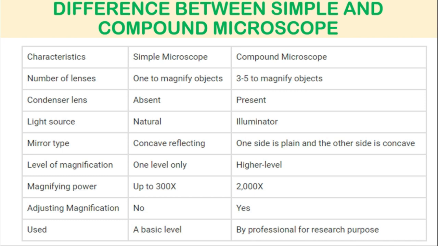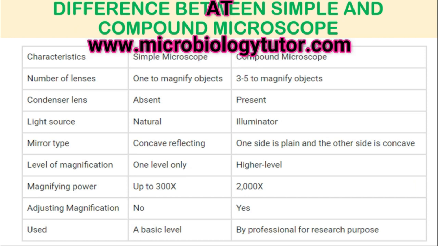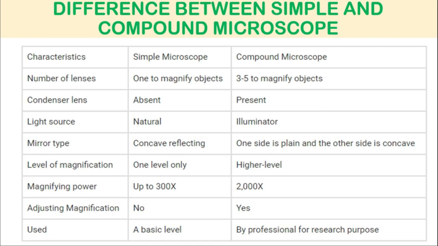Difference between simple and compound microscope. In this table you can see the characteristics of each. Number of lenses: a simple microscope has 1 to magnify objects, but a compound microscope has 3 to 5. Condenser lenses: absent and present. Light source: natural in a simple microscope, and an illuminator in a compound microscope. Mirror type: in the compound microscope, one side is plane and the other side is concave. Level of magnification: one level only in a simple microscope. In a compound microscope, it is a higher level: magnifying power up to 300x in a simple microscope, and 2000 times in a compound microscope.